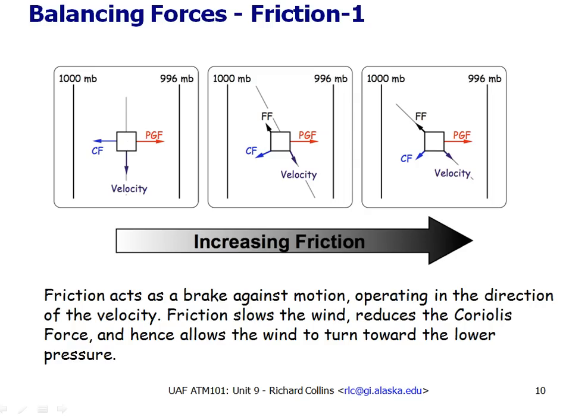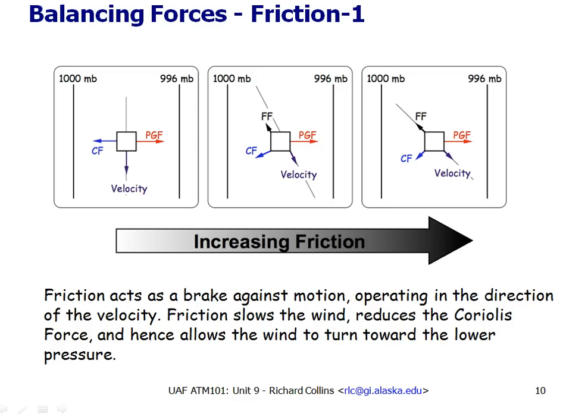The last force that we consider is friction. The role of friction is always to oppose velocity. It's a drag, literally. And so if I look at these three panels, as friction increases, the velocity decreases as I go from left to right. If the velocity decreases, the Coriolis force decreases. If the Coriolis force decreases, the pressure gradient force wins.